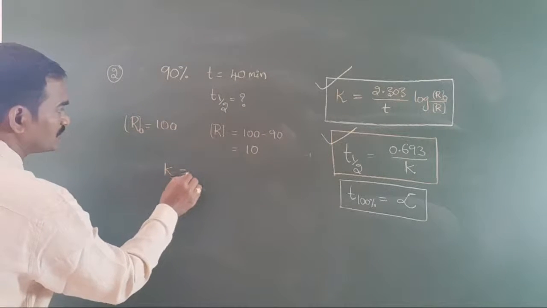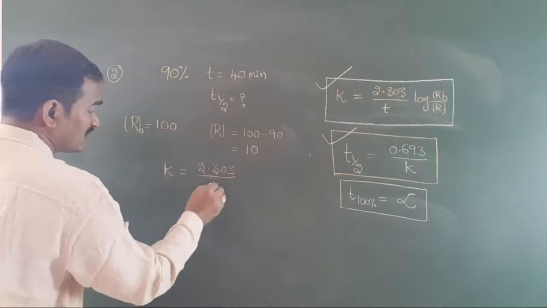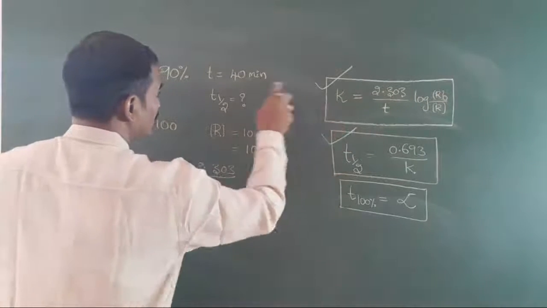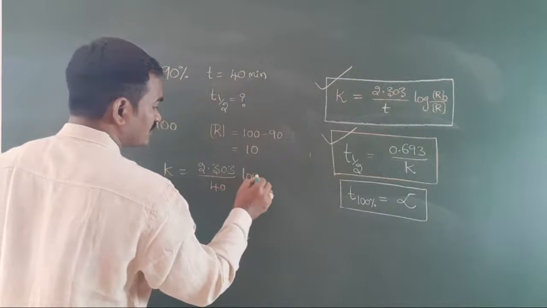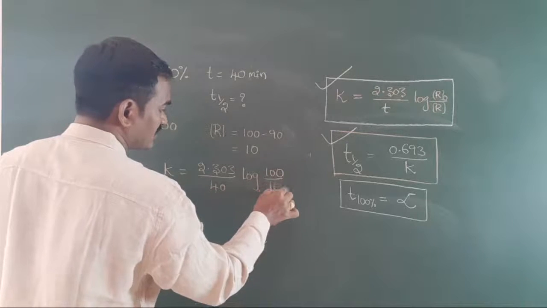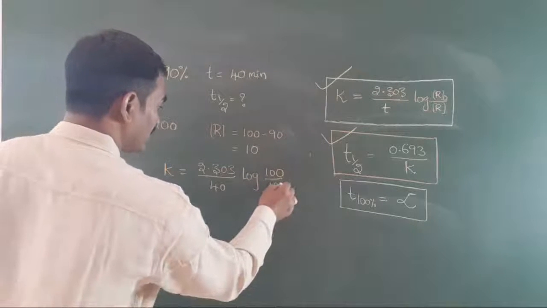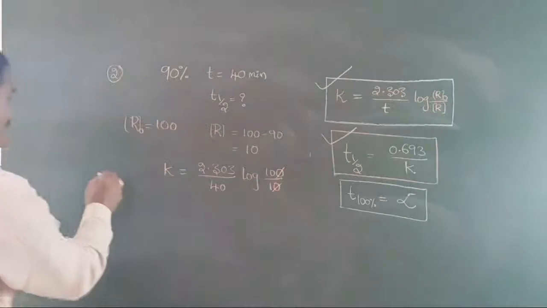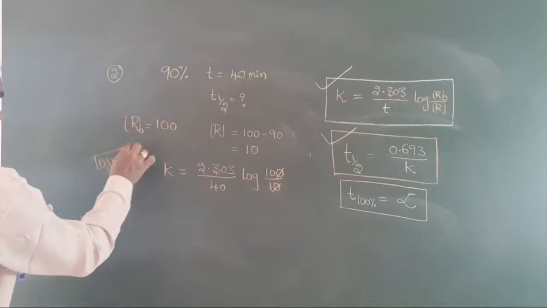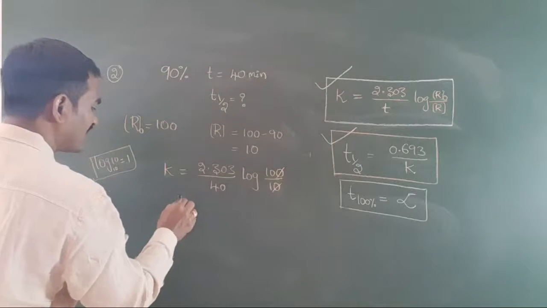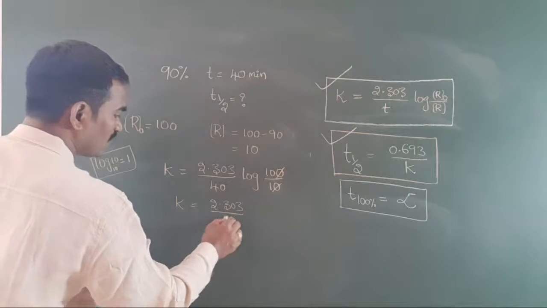K is equal to 2.303 by 40, T is equal to 40 minutes, into log of 100 by 10. So 100 by 10, log 10 is equal to 1. You all know very well, log 10 base 10 is equal to 1. So finally what did you get here? K is equal to 2.303 by 40. You got the K value.